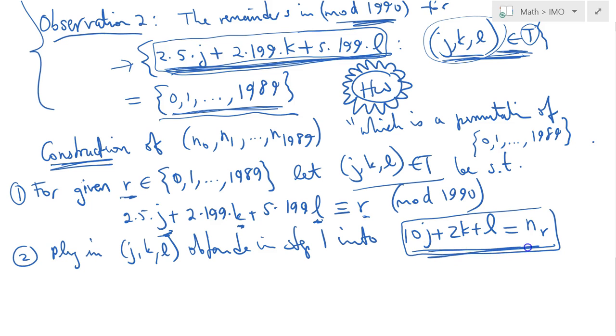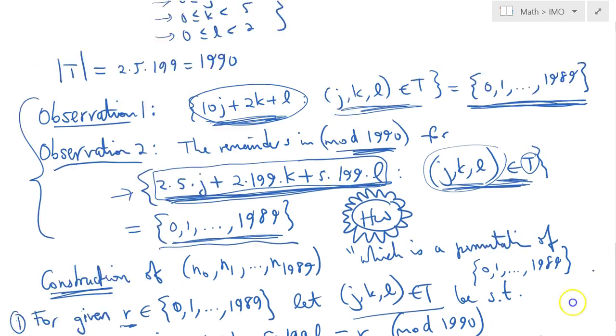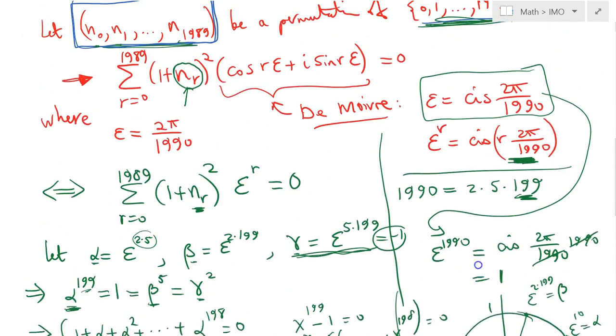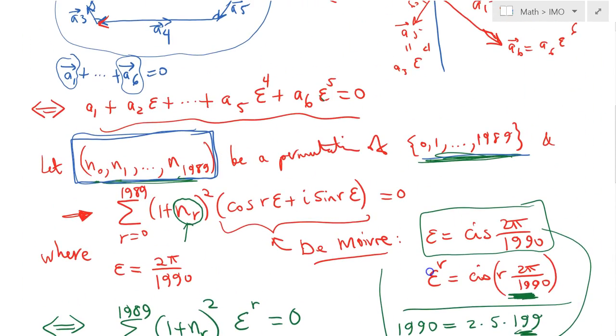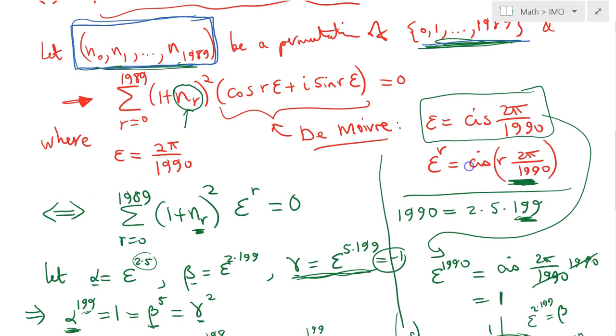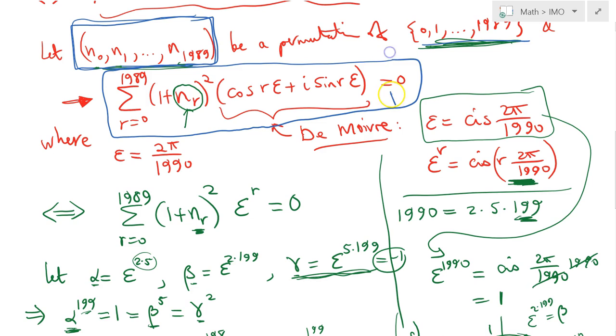So these numbers defined in the following manner, in this 2-step manner, will make this expression here, so that they will in fact make this expression equal to 0. We need to prove that, right?